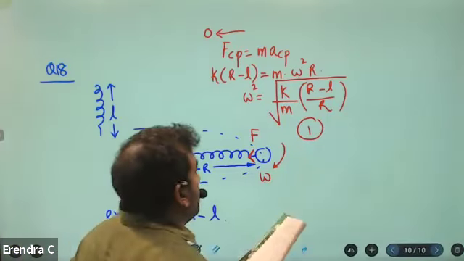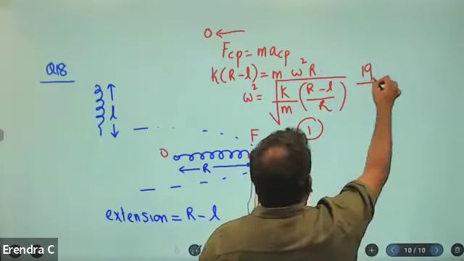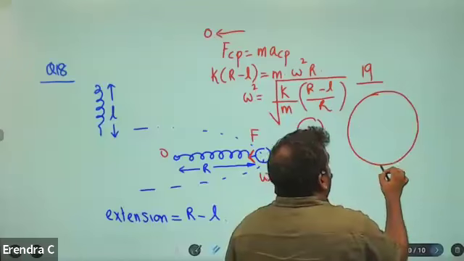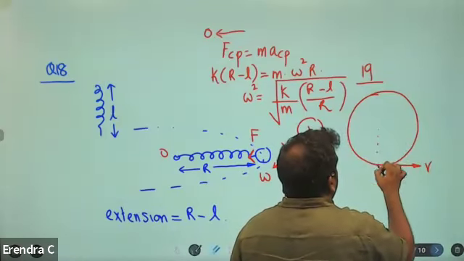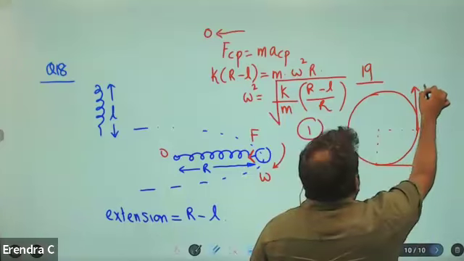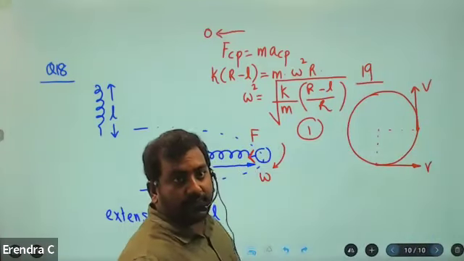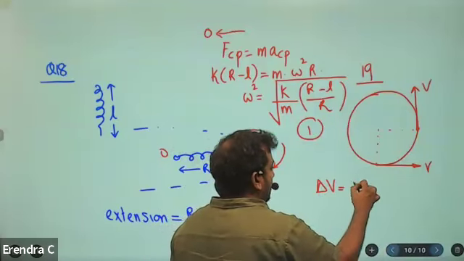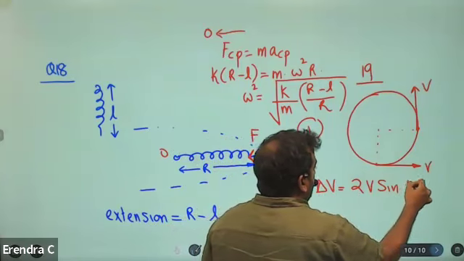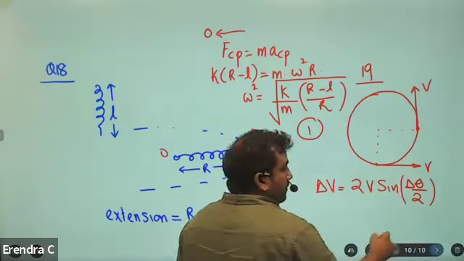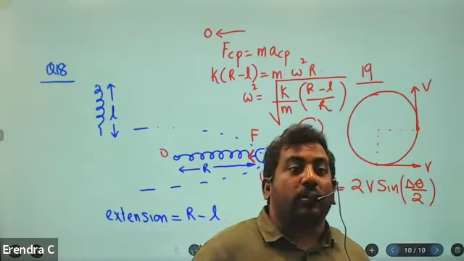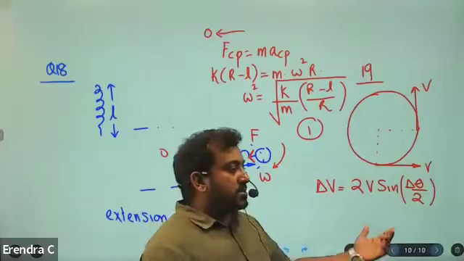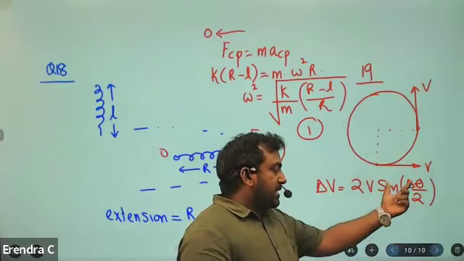Right. 19-1. Easy. Circular, here velocity V. Now what are they asking you? Change in velocity. Can you remember? Delta V is 2V sine delta theta divided by 2. There. From your note, circular motion, first page. Change in velocity is 2V sine delta theta divided by 2.